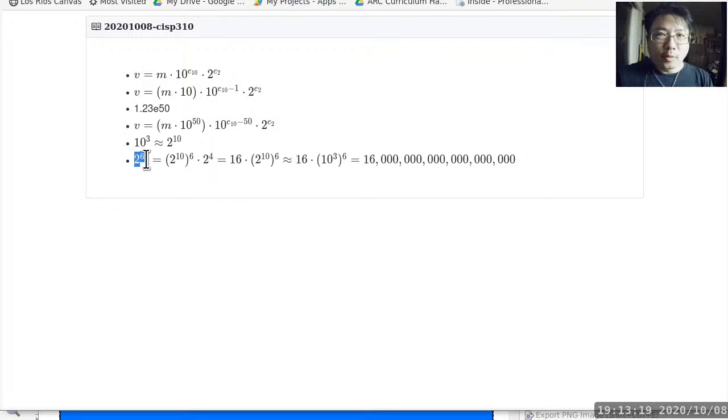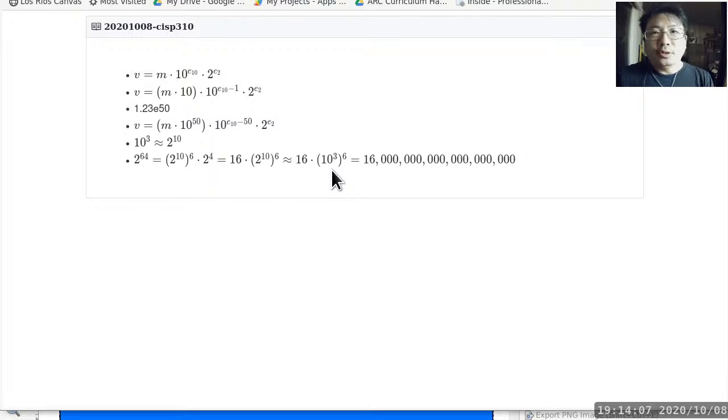So 2 to the power of 64 is exactly 2 to the power of 10, that to the power of 6, times 2 to the power of 4. Does everybody understand why 2 to the power of 64 is exactly this value over here? Okay, cool. And then from here, I go to here just by expanding 2 to the power of 4 to 16 and keeping the other one. And then from here to here, I use the approximation symbol because it is not exact. The approximation is based on 10 to the power of 3 being about the same as 2 to the power of 10. One is 1,000 and the other one is 1,024. Close enough, right? So there's the approximation.